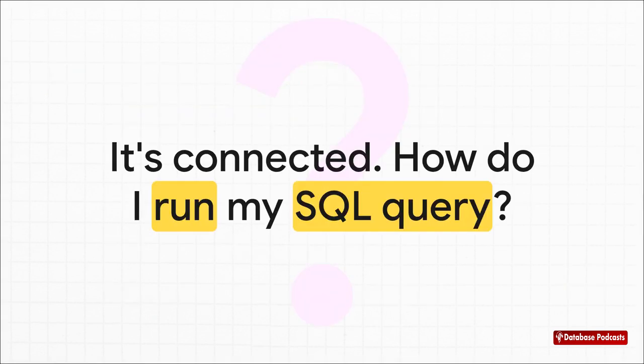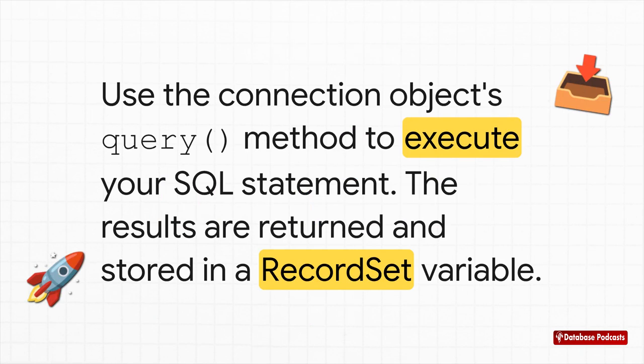The pipeline is open. So what's next? Well, we need to send our SQL query down that pipeline and tell the database to run it. And it's surprisingly simple, really. We just take that connection object we made a second ago, and we use its query method. All we do is give it our SQL command as a string of text. The database does its thing, runs the query, and then sends all the results back to us.